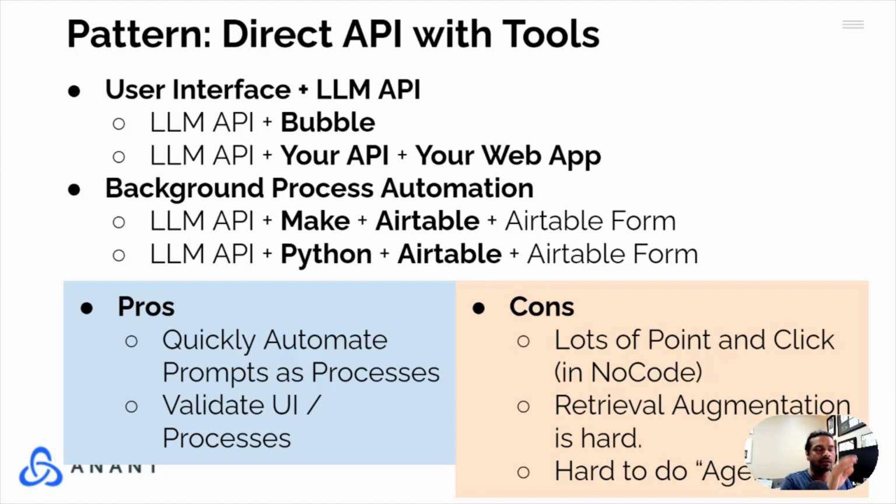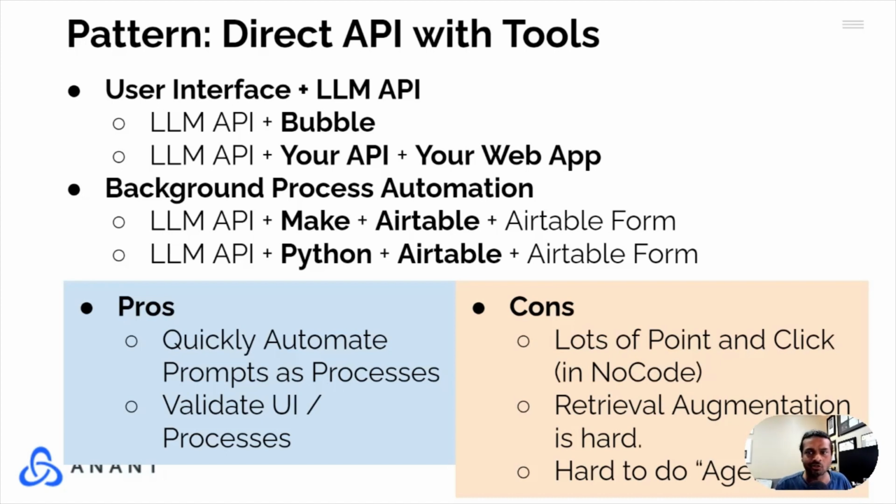But let's just say you had a business process you wanted to automate, right? You'd say, user, fill out this form. Your Make automation or your Python automation can pick it up, and then it can do something to execute that process. The pros here is that you can quickly automate prompts as processes, very quickly, as long as you're okay that you're not doing outside data, but you're just doing basic input and output. It lets you validate the prompts.